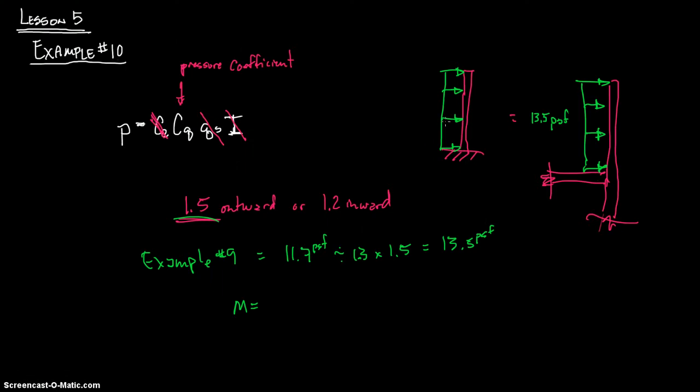WL squared over 3. WL squared over 3, and I said 2. Why did I say 2? Oh, I'm looking at the wrong one. That's why it's WL squared over 3. It's over 2. I was looking at 20, and that's with a moment added to it, I guess. Anyways, it's WL squared over 2.